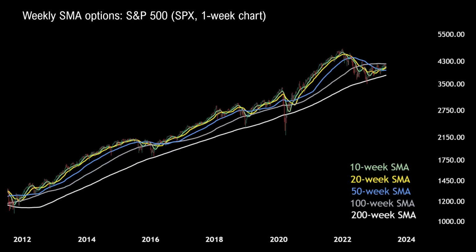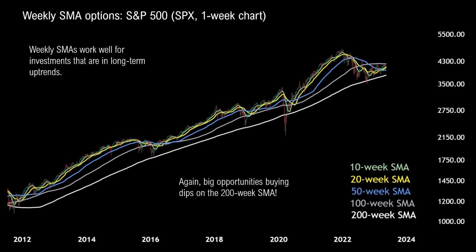And here's the S&P 500 index, which on this 1-week chart has been trending higher for years. And that's where weekly SMAs can work well, when an investment is in a long-term uptrend. Again, big opportunities for the brave souls who bought the index when it was below the 200-week SMA in white.